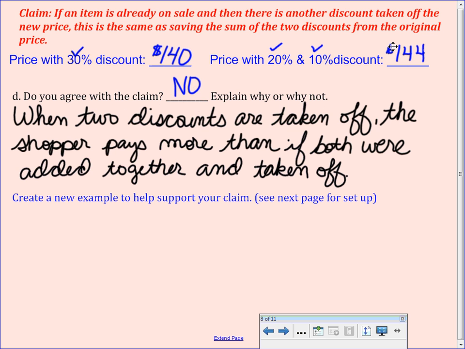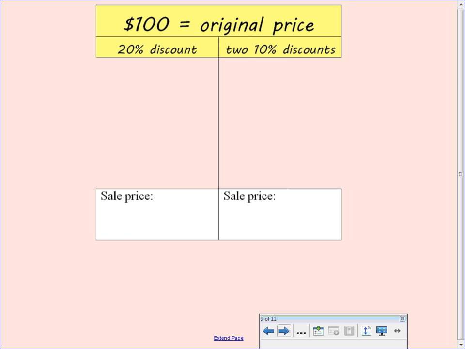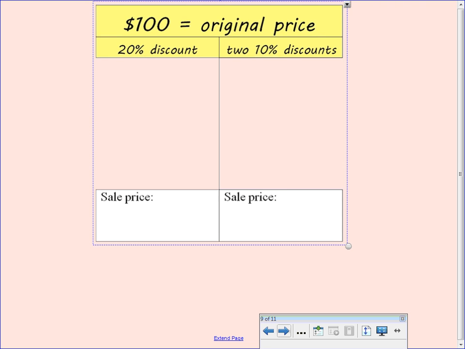Now they want us to prove it with another example, one that we've come up with on our own. So let's come up with one that's really easy. Let's just do it out of $100. Okay? So I'll come back to that at the end of class if we need more time. So let's take a look at this. Copy this on your notes.